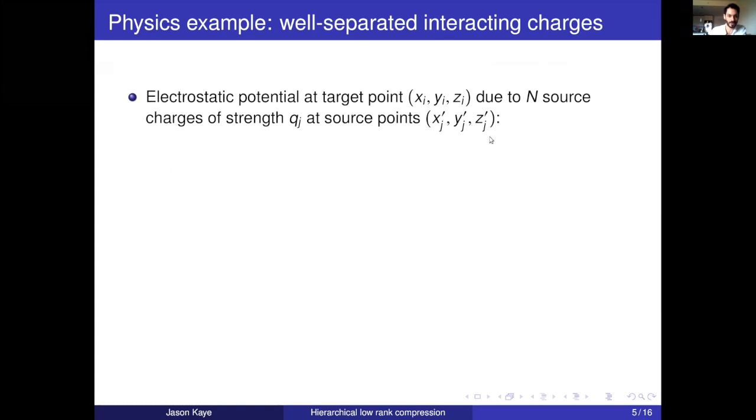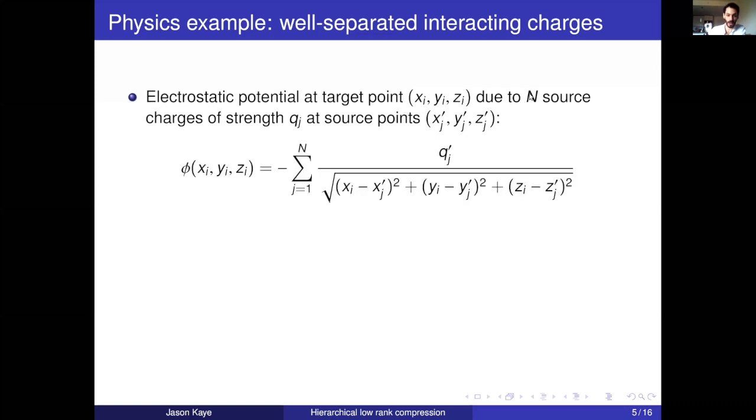This is the example of well-separated interacting charges from classical physics. So imagine that we have a bunch of so-called source charges with strength Qj at these source points indicated by the prime variables, and we want to calculate the electrostatic potential at a bunch of target points given here, okay? So Coulomb's law says that it's this. We just sum up the source charges divided by this Cartesian distance between the target points and the locations of the source charges. That gives us the potential at a particular target point.